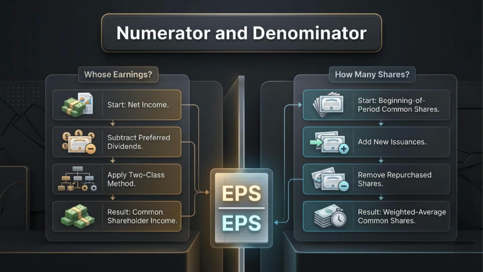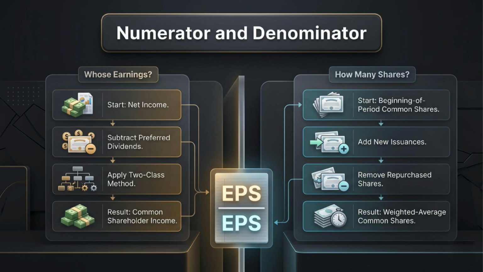The numerator asks, whose earnings are we using? After preferred claims and other required adjustments, how much income belongs to common shareholders? The denominator asks how many common shares were actually outstanding, weighted for time. Many EPS errors happen because students move an income issue into the share count or a share count issue into income.